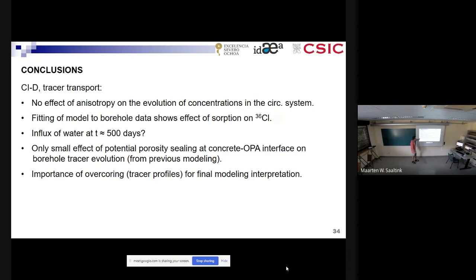So for the Opalinus Clay part, we have to rely on overcoring, taking samples after the end of the experiment. After the end of the experiment, we take samples of the cement and the clay and measure the tracer distribution profile. And then we see if we see an effect of anisotropy. I will have to wait until the end of the experiment.